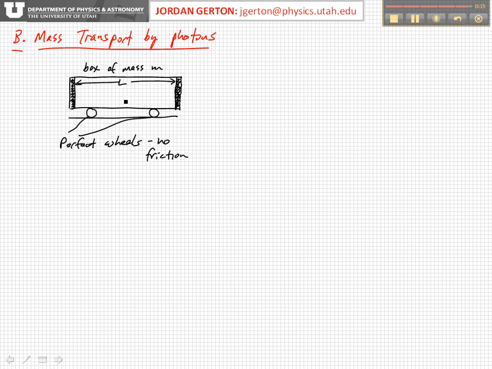And then we imagine that we have a photon that is emitted from one side of the box and is absorbed by the other side of the box. And let's try to find out what happens.